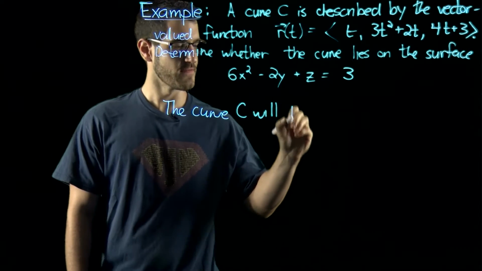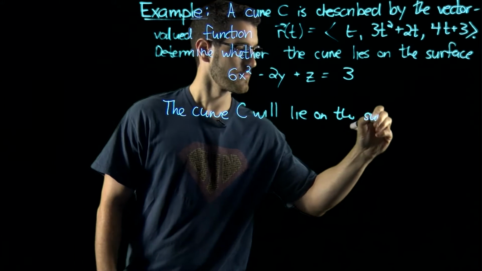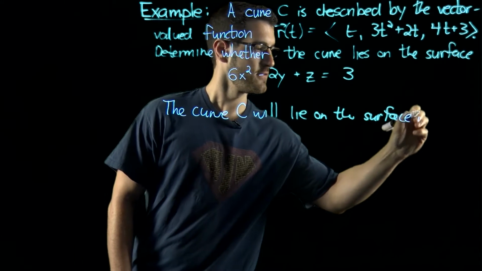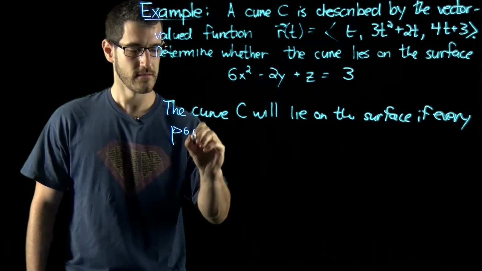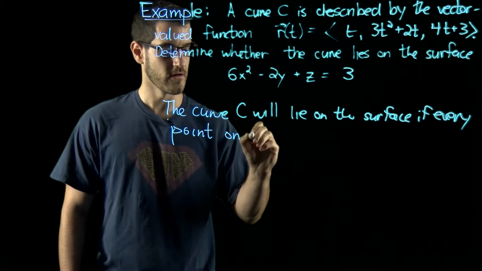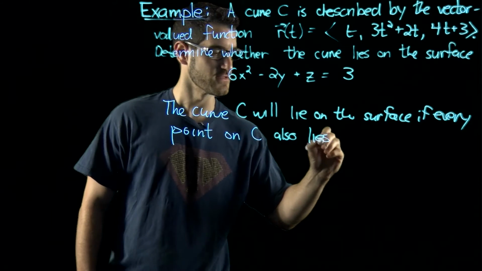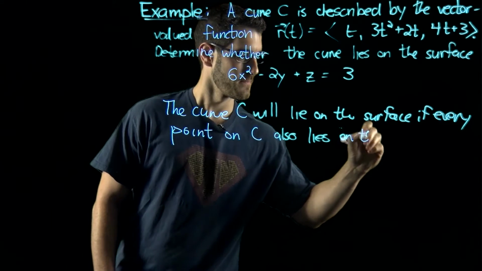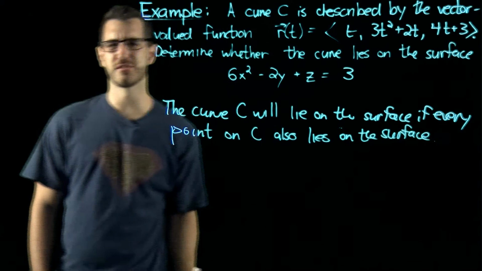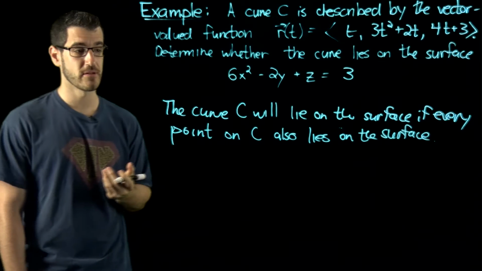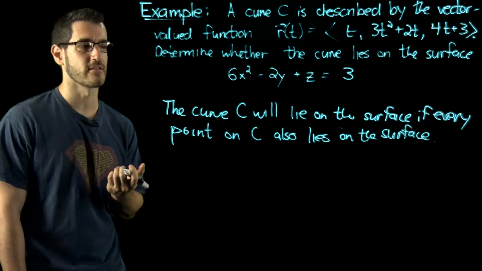So the curve C will lie on the surface if every point on the curve also lies on the surface. So that really shouldn't be too alarming, right? But what does that mean? Or how do we actually work with that mathematically?